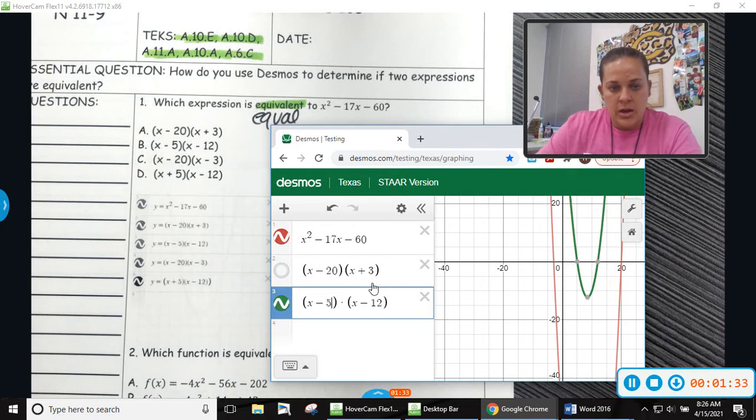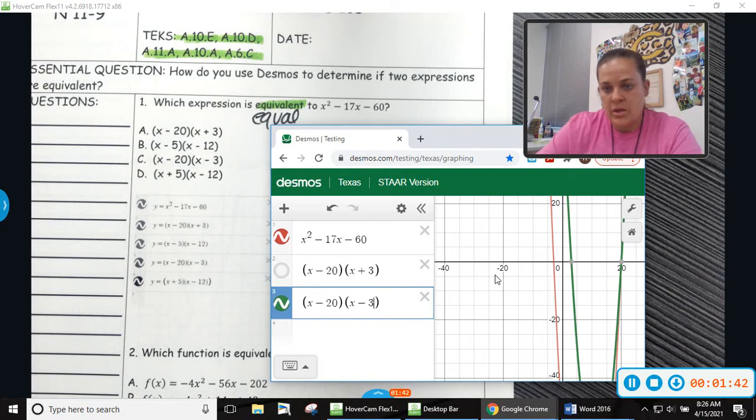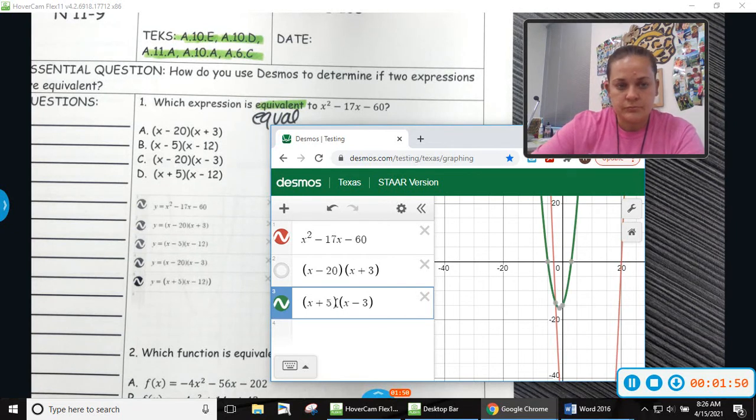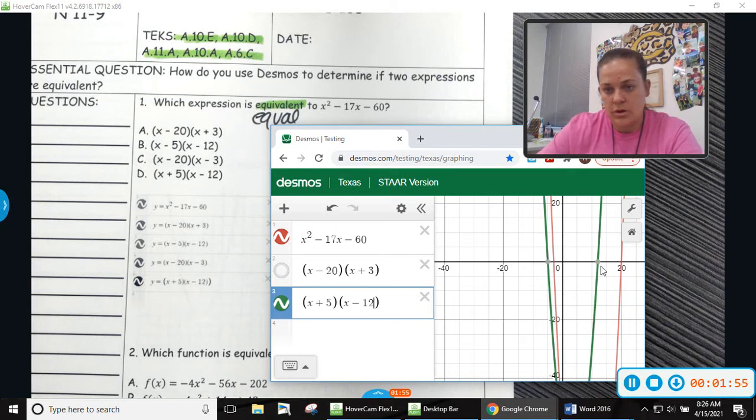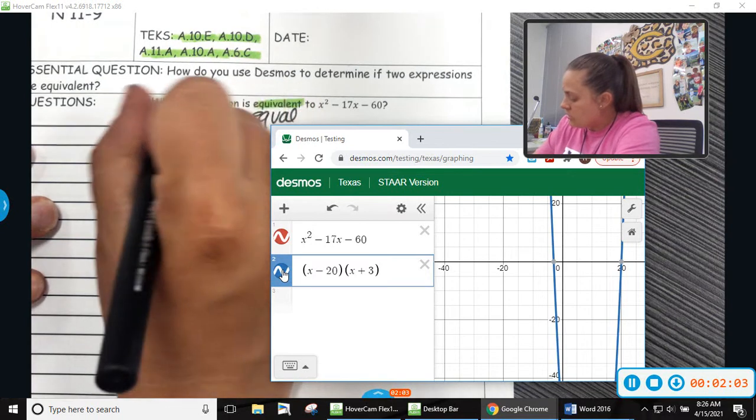Then we have x minus 20, x minus 3. Again, it comes over here at the same spot, but this spot is not, and you can see that they're not the same. Then we have x plus 5 and x minus 12. Again, those are not right on the red. So the only option that is the same is the first one. You can see that those are exactly the same. So we would circle A and move on.